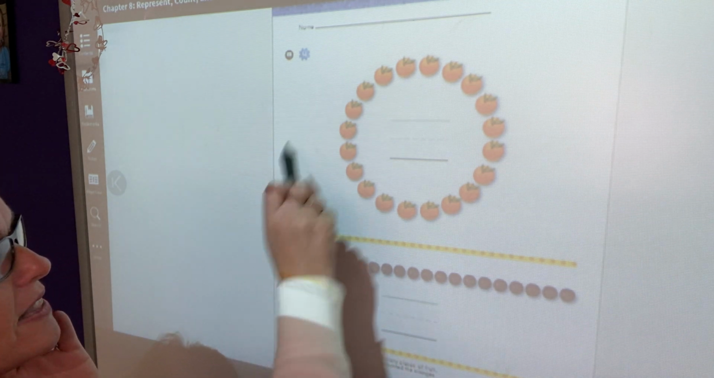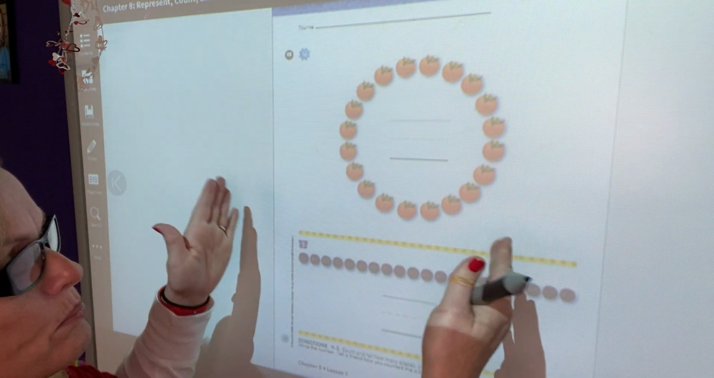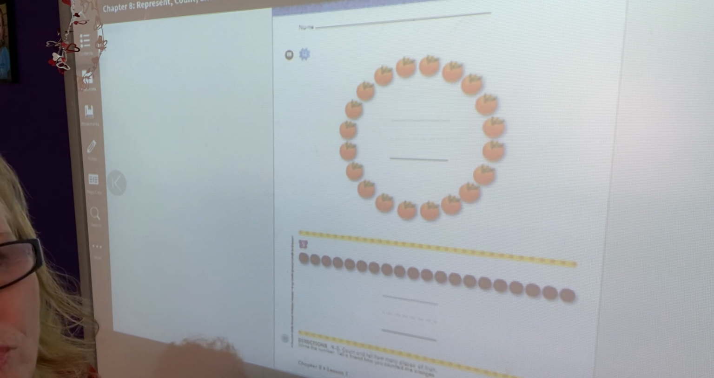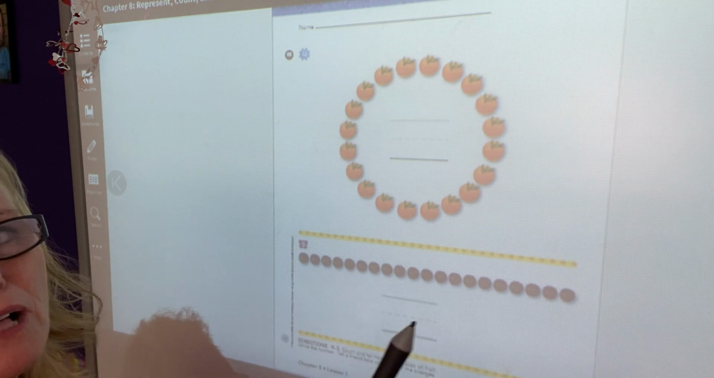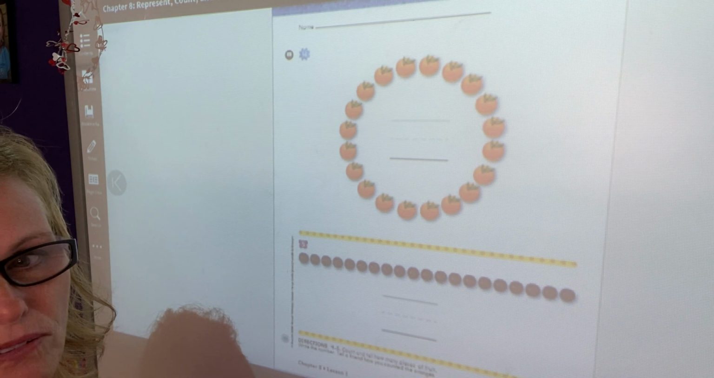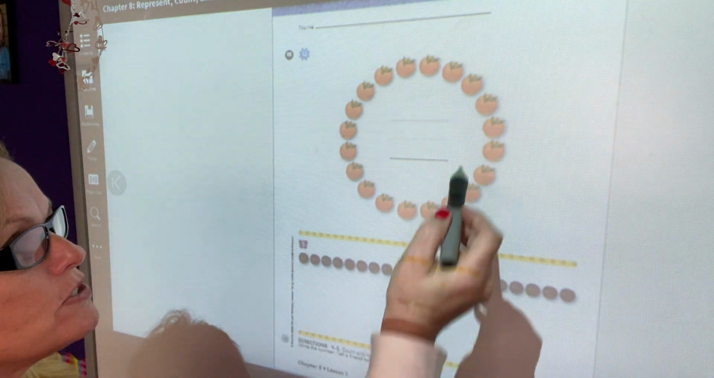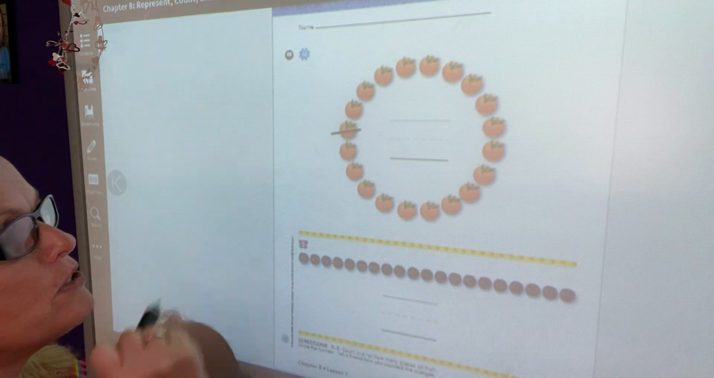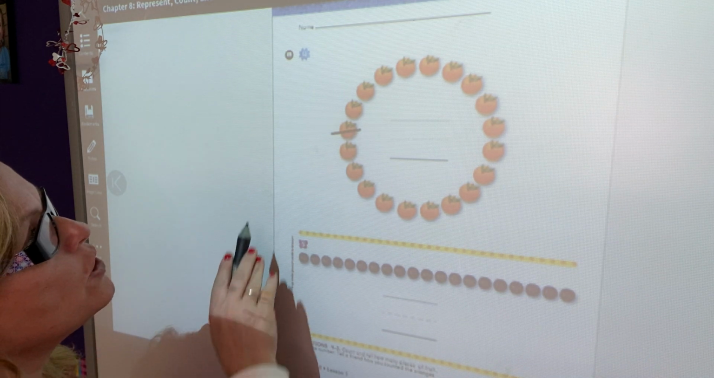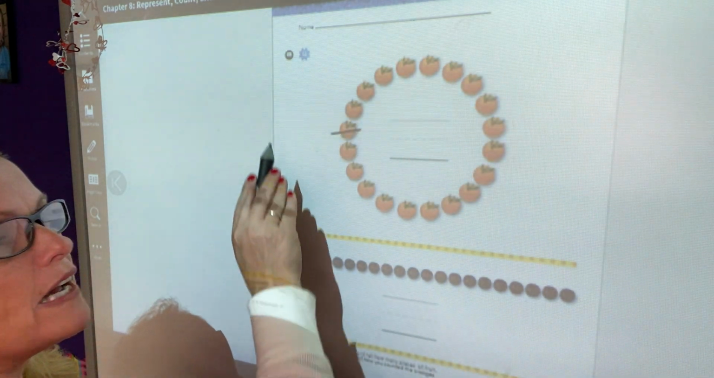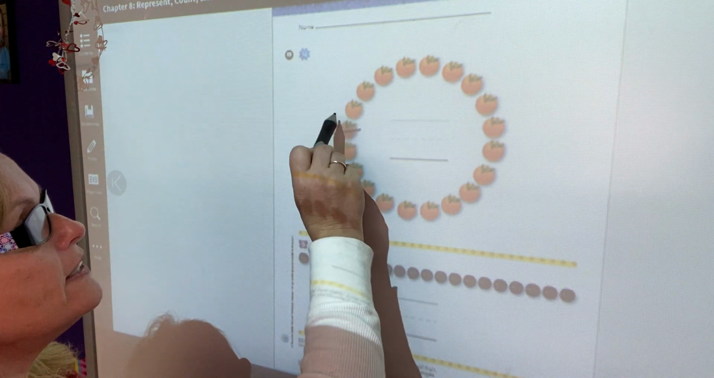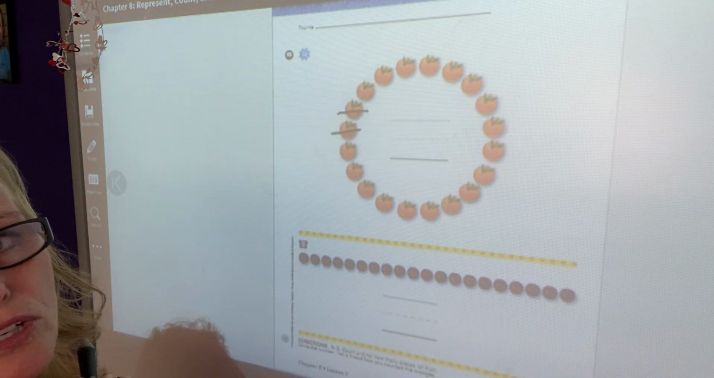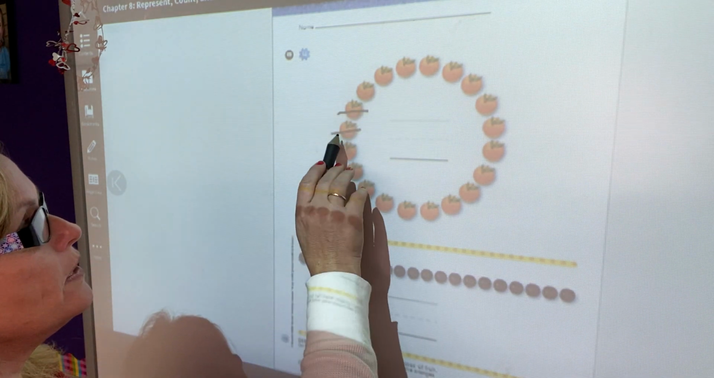When we do this and things are not in a line or broken into 10 frames, we're going to draw a line through them to help us keep track of which ones we have counted and which ones we haven't counted. So I'm just going to start right over here. And I'm going to draw a line through that first one. And I'm going to go up and around like if I were reading a clock. So 1, 2, and I know I've counted it when I've put a line through it.